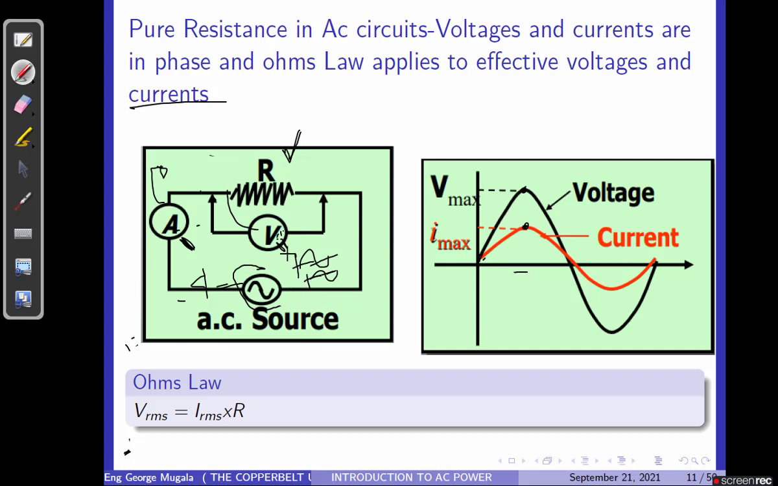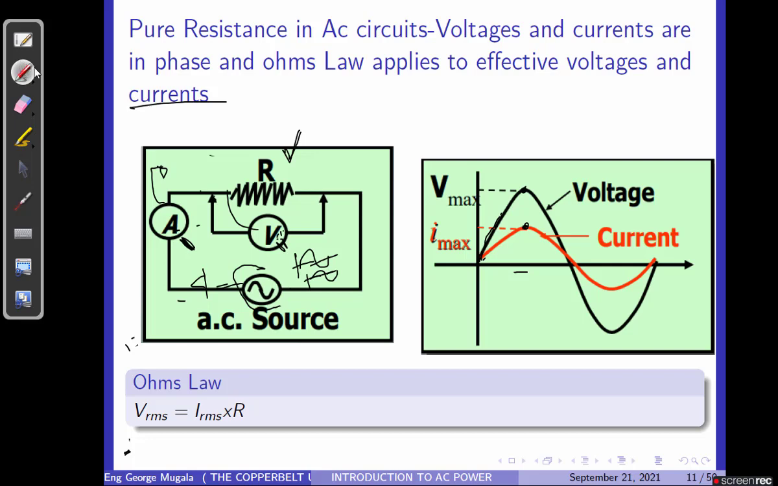what is observed if I take an oscilloscope? When I measure the voltage across the resistor and also the current flowing in the circuit with an oscilloscope, I actually observe that this voltage and this current are in phase. Now, they are in what? They are in phase. Now, this may not be understood. What do we mean when we say they are in phase? So this is what we mean.